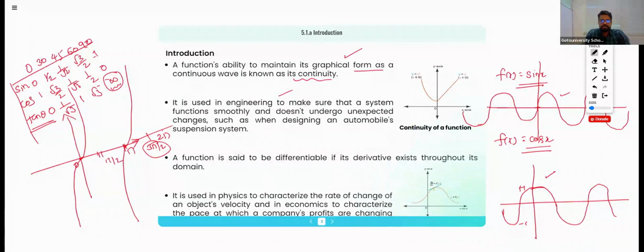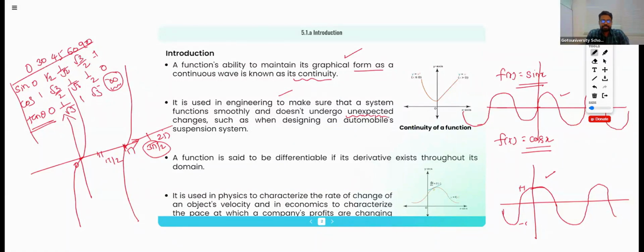It is used in engineering to make sure that a system functions smoothly and doesn't undergo unexpected changes. For example, if I want to plot a graph of a real-life situation, and I'm very sure that it will never take unexpected changes suddenly, then I can use it in reality, right? For example, if it has an infinite value which cannot be defined, I won't be able to understand its nature and behavior in the real-life situation. That is why it is very important to understand whether the graph I'm plotting is going to be a continuous curve or a discontinuous curve. So we will be avoiding discontinuous functions in real situations.